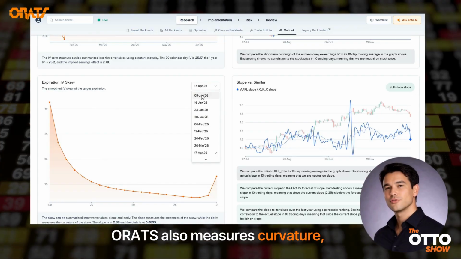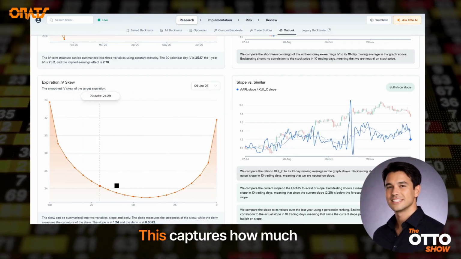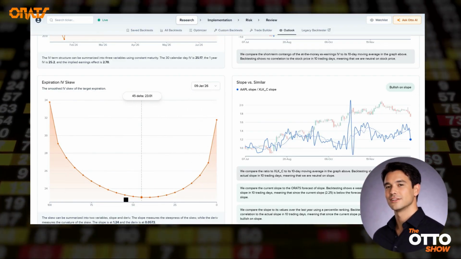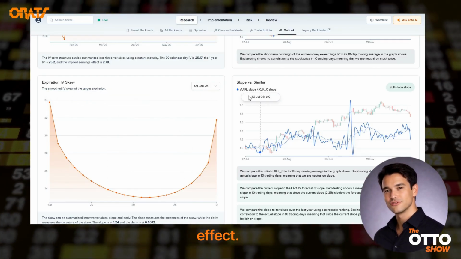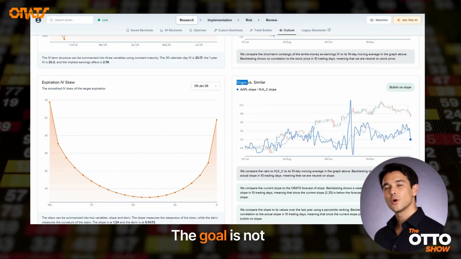ORATS also measures curvature, sometimes called derivative. This captures how much the skew bends at the wings. For most traders, slope matters more than curvature. Slope is the first-order effect. Curvature is secondary. The goal is not prediction.